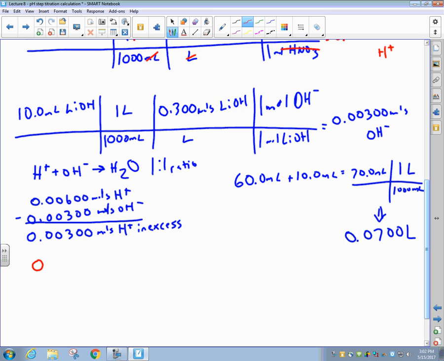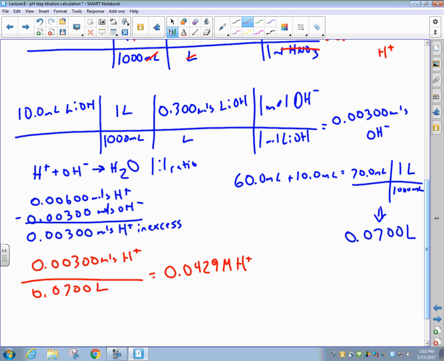Take that number and divide these two by one another. So I have 0.00300 moles of hydrogen ion divided by 0.0700 liters. And that gives me a concentration of 0.0429 molar hydrogen ions.